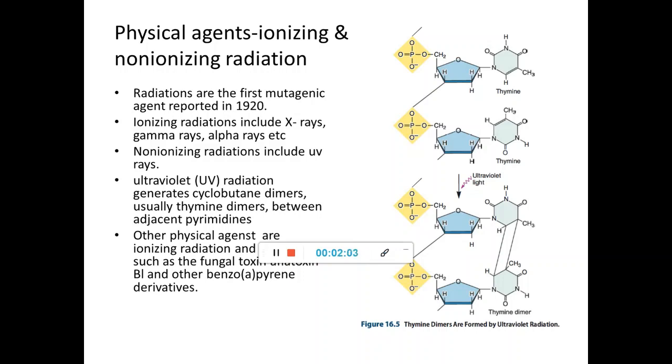And the same principle is used in the laminar airflow, where you have a UV light and we expect to kill the microbes by using the UV rays. The killing of the microbes using UV rays is done expecting thymine dimer formation, and that would be lethal to the microbe. Now, other than the UV radiations, we also have certain other physical agents and certain other carcinogens which could result in the formation of mutations.